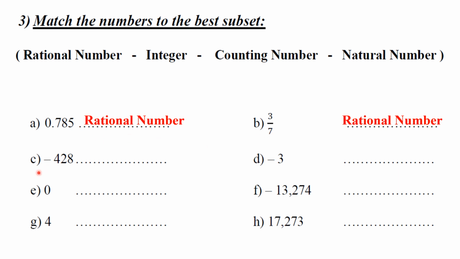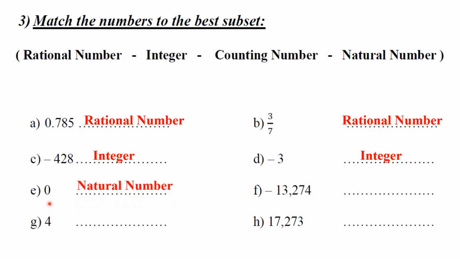Letter C, we have negative 428, which is included in the set of integers. Letter D, negative 3, which is included in the set of integers. Letter E, 0. 0 is included in the set of natural numbers.